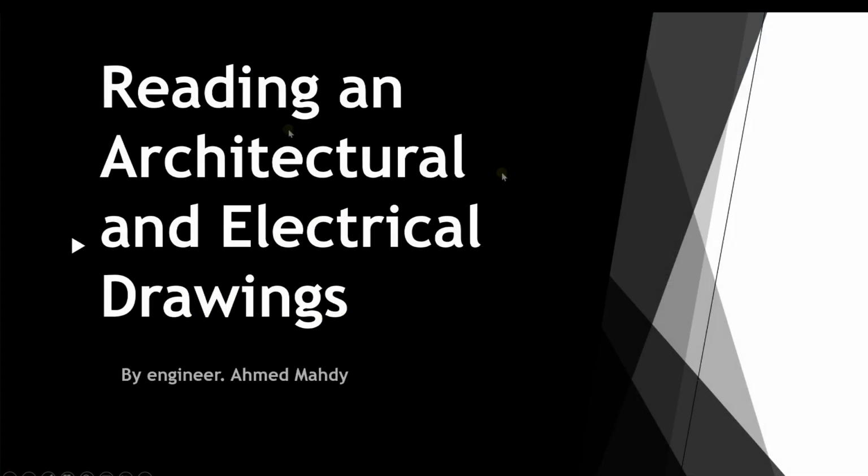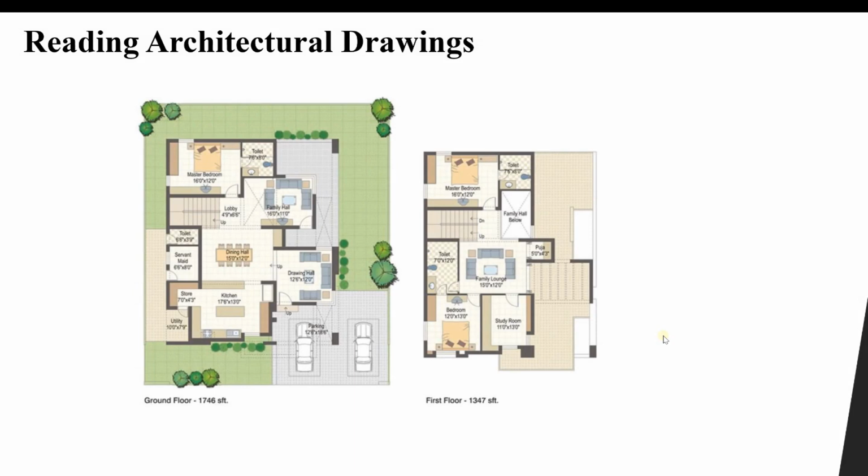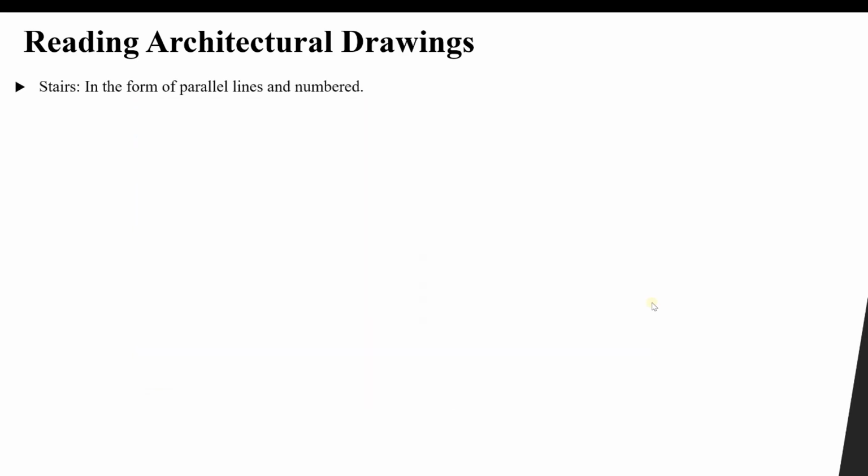Okay, so how can we read architectural and electrical drawings? First, we have this plan, which can be ground floor, first floor, second, third, fourth, etc. They are provided by the architect in the form of an AutoCAD drawing, like this one. I would like to understand what this symbol means, what this symbol X means, etc. Now let's go and see these symbols.